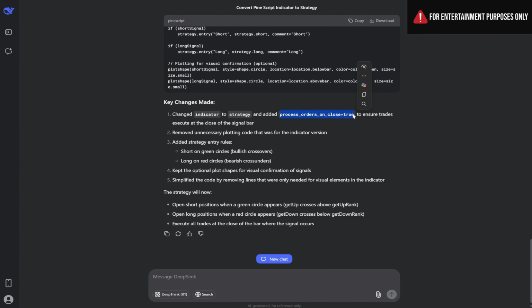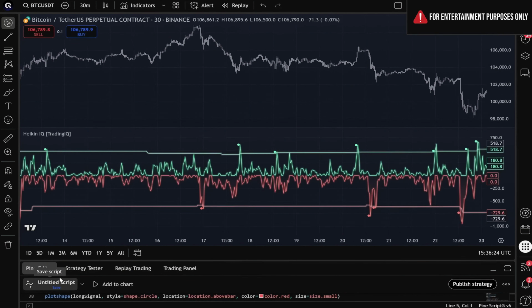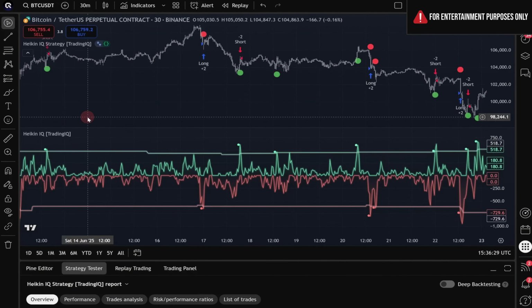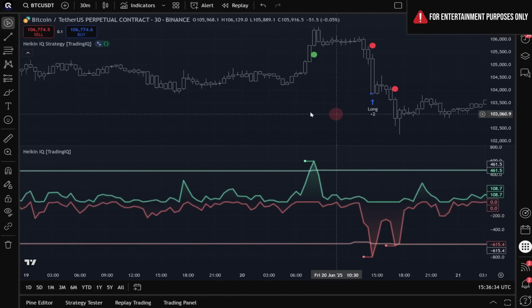So if Deepseek did fulfill this condition and successfully converted the indicator to a strategy, then it will be receiving a 10 out of 10 for this first challenge. Now it's very clear what we're looking for out of this code. So let's go ahead and add it to the chart and see if Deepseek is able to complete this challenge successfully. And let's first take a look at this long signal here.